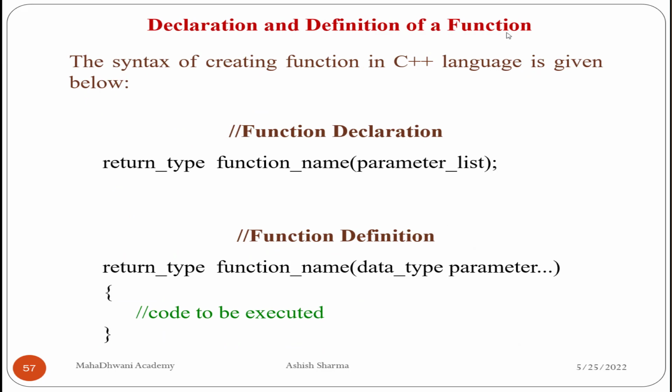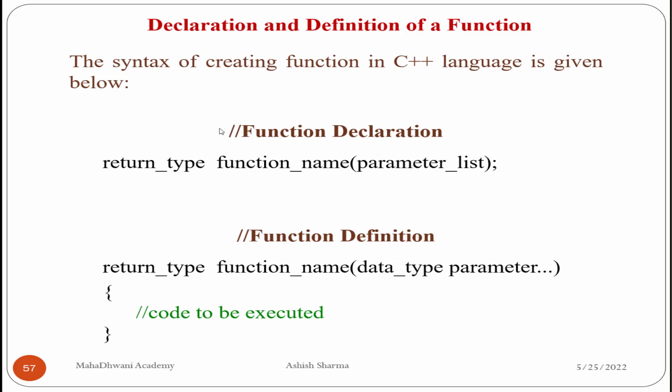Declaration and definition of a function. The syntax of creating a function in C++ language is given below. Whenever we are going to implement a function, we should remember three things. Number one, function declaration. Number two, function definition. Number three, function calling. So function declaration and function definition are used to create a function, and function calling is used to get the result from the function.